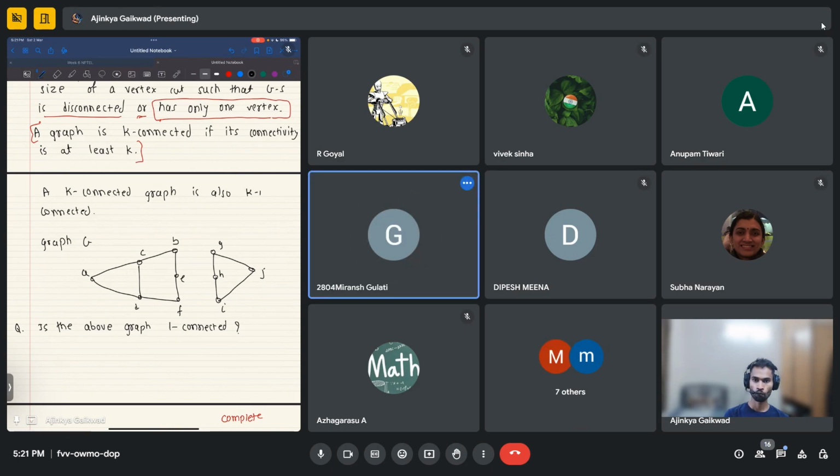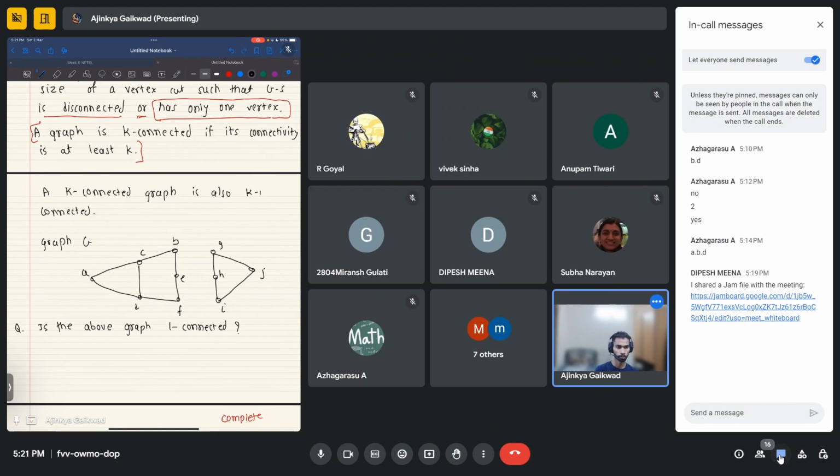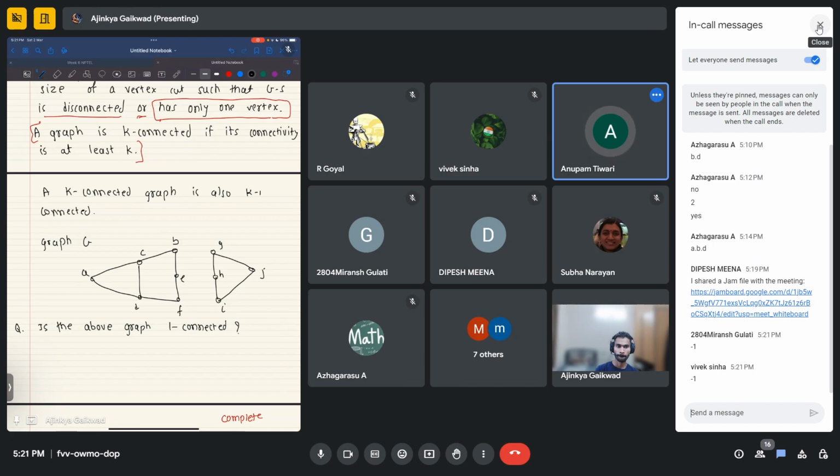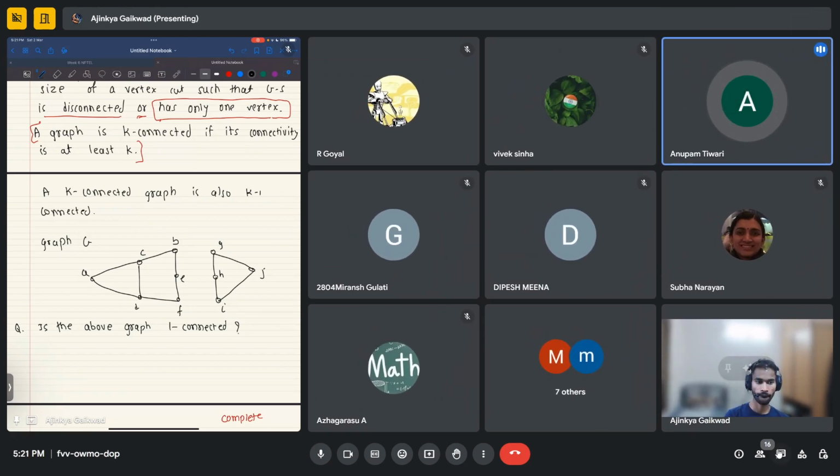No. Okay. What about the rest of you? If your answer is yes, put +1. If your answer is no, put -1. Okay, I don't see any other answers. So this graph is already disconnected. We cannot say this graph is connected because it already has two components.